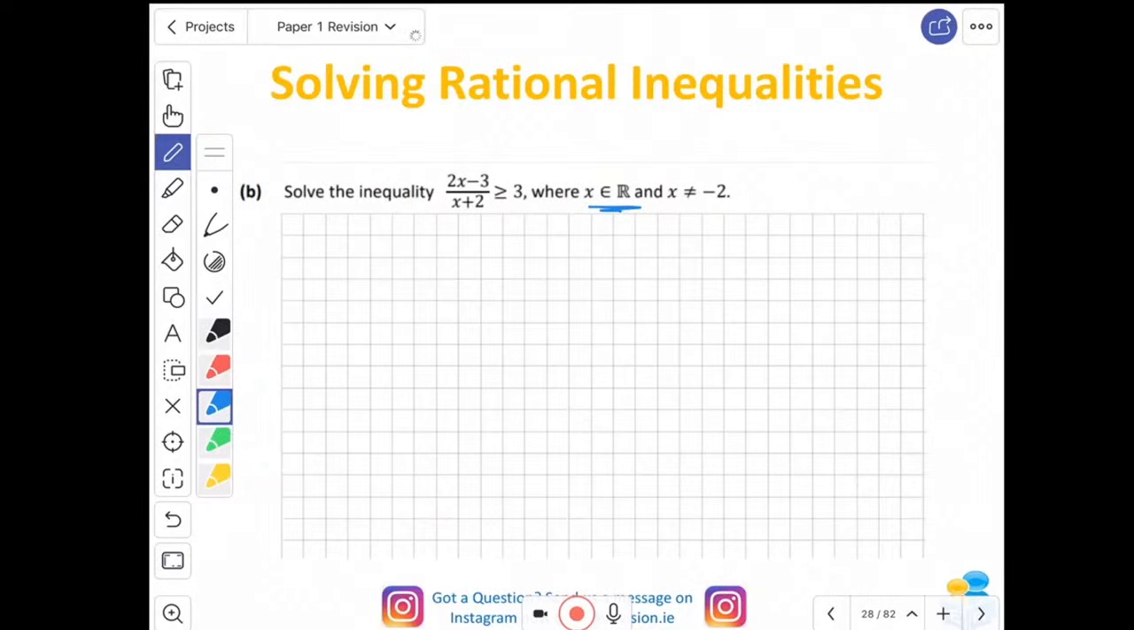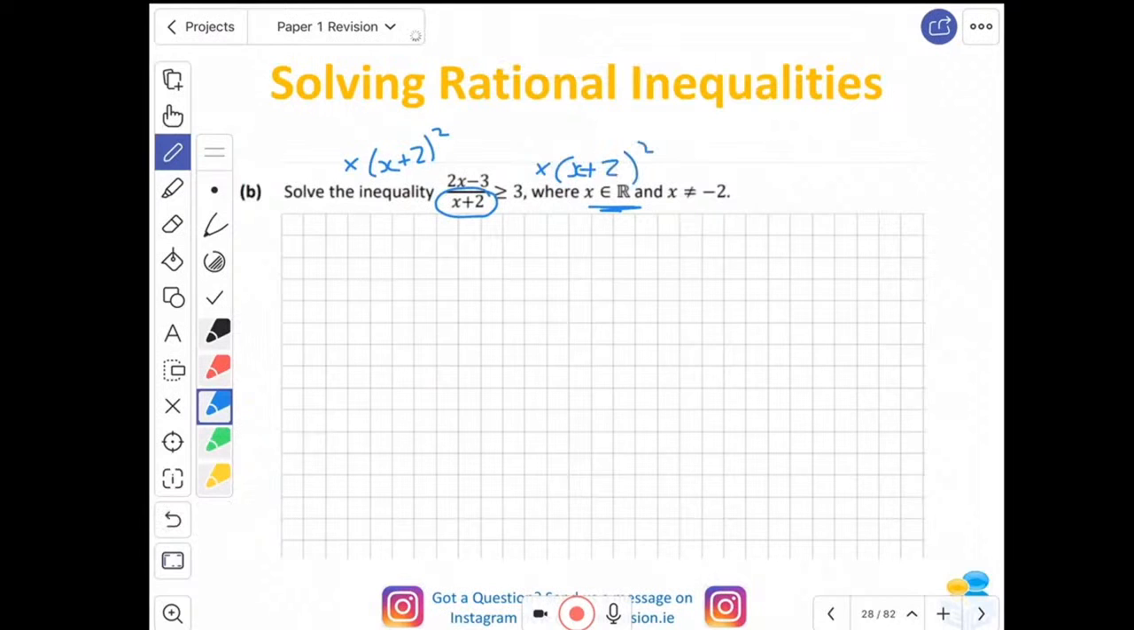So the trick we need to remember if you get a rational inequality coming up on the Leaving Cert exam is that we obviously want to get rid of this fraction. But the trick you need to remember is that we multiply both sides by (x + 2) squared. The reason we multiply by (x + 2) squared is that it's the inverse, we want to get rid of it, so you do multiply.